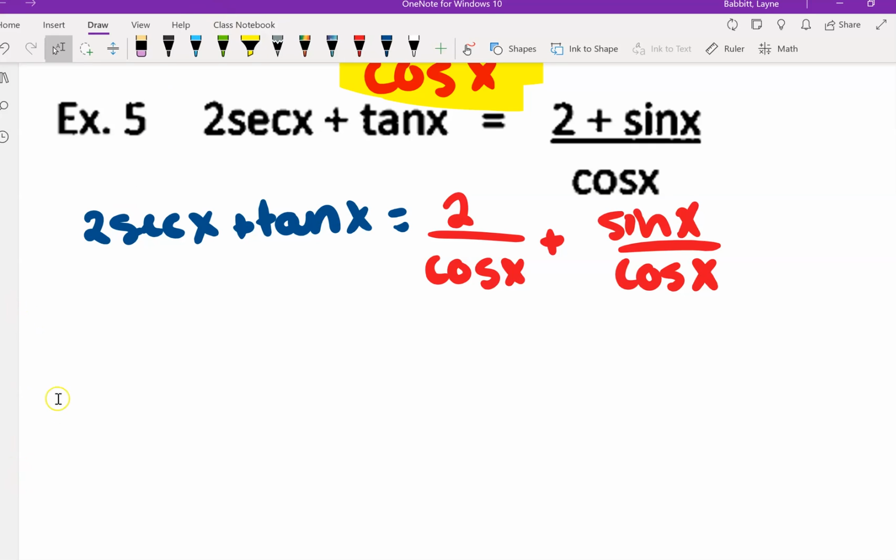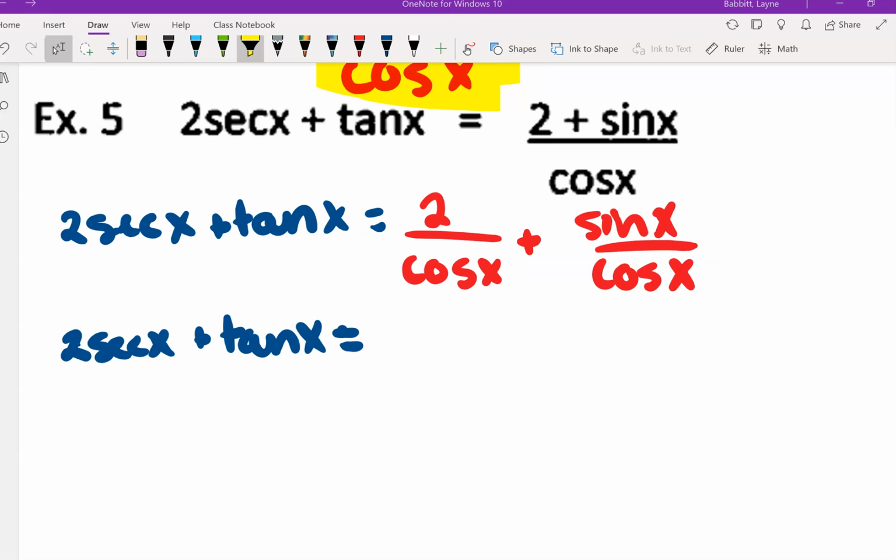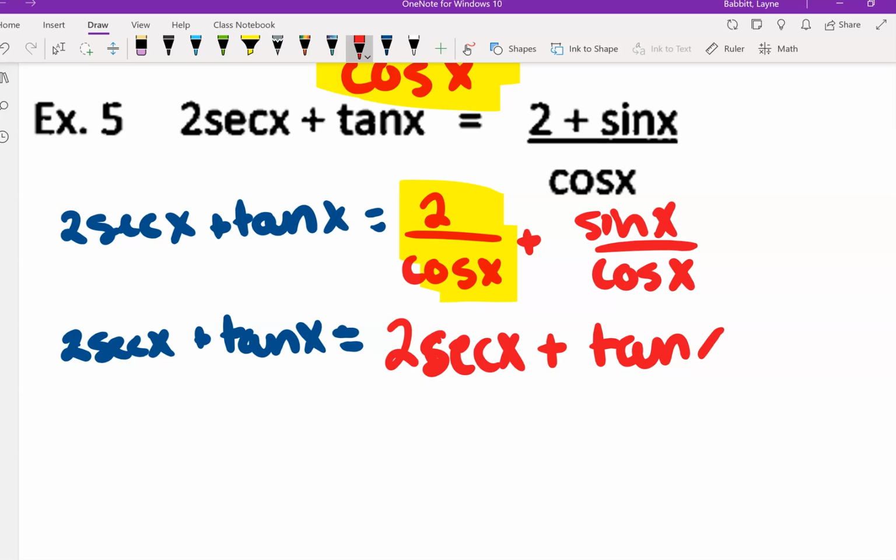And then I'm going to simplify those so that they can be the same as the left side of the equation. So I want this to somehow become 2 secant x, which works out because 1 over cosine is secant x, so I can just write this as 2 secant x. And then we want sine x over cosine x to be tangent x, which works because tangent is equal to sine over cosine. So now that the left is equal to the right, we are done.